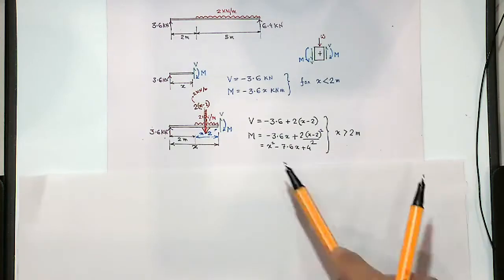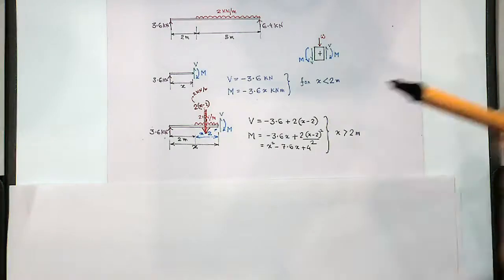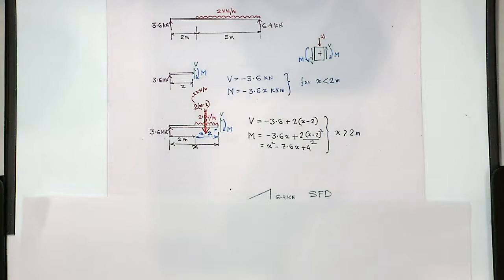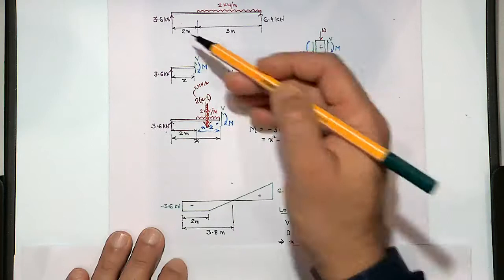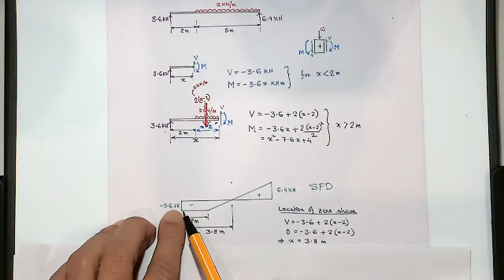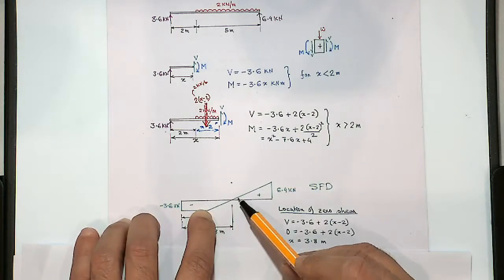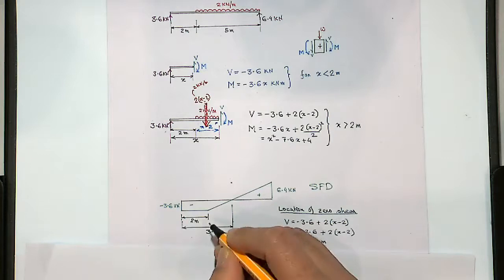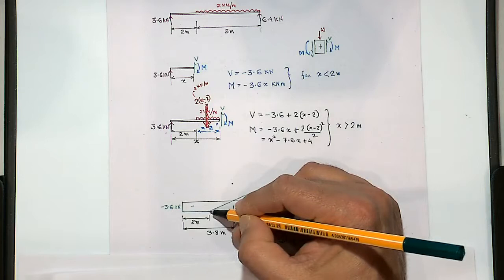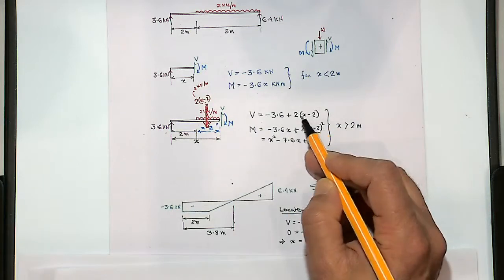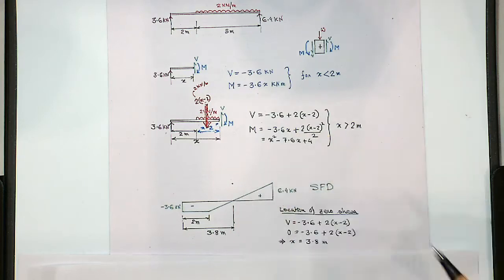So the moment expression would be x squared minus 7.6x plus 4 for x greater than 2 meters. So can we draw them? Yes, of course we can. For the first case, for the shear force, for x less than 2, shear force starts with minus 3.6, up to x. And then minus 3.6 plus 2 times (x minus 2). So when x is 2, this part is 0, so at x equal to 2 it is minus 3.6. Now when x is 3, this part is 2, so 2 minus 3.6 is minus 1.6, like that, until 6.4.